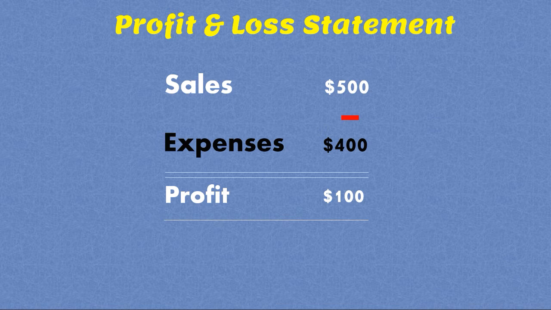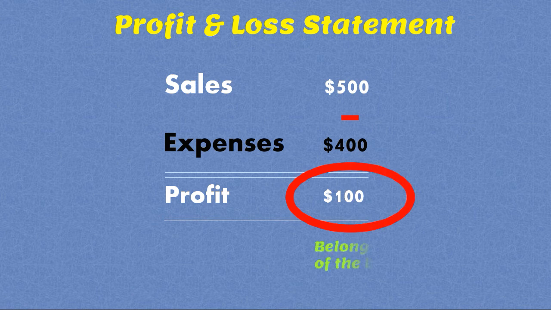Profit and loss statement is simply a report showing all the income and all the expenses, and hence we deduct all the expenses from the income to show the net profit, I mean the net earnings of the business. Now one thing I must mention here is that this value of $100 that the business has earned, this addition of $100 actually belongs to the owners of the business.